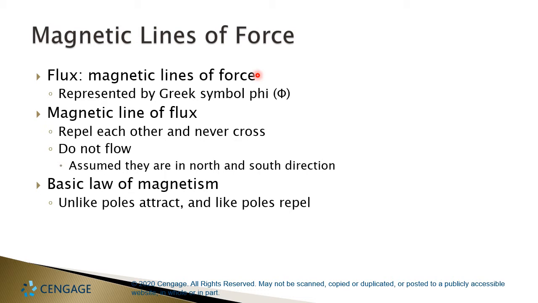In terms of our basic law of magnetism, it's pretty much the same as our law of charges, and that is that unlike poles, just like unlike charges, attract, and like poles repel. So if you have plus and minus, or north and south, they're going to attract each other. If you have minus and minus, they're going to repel each other. Plus and plus, or south and south, north and north, they're going to repel each other.